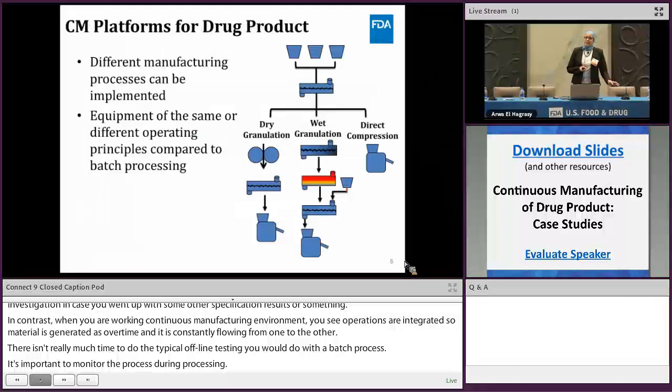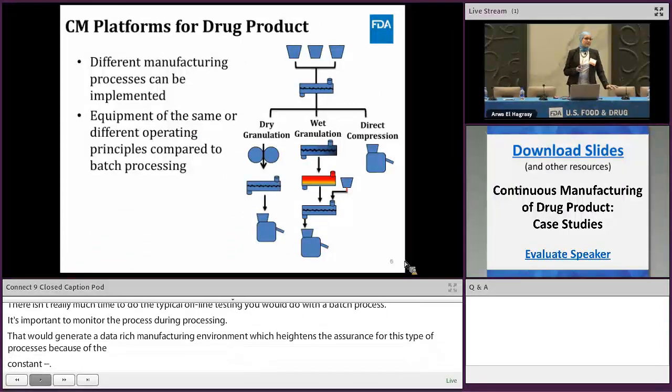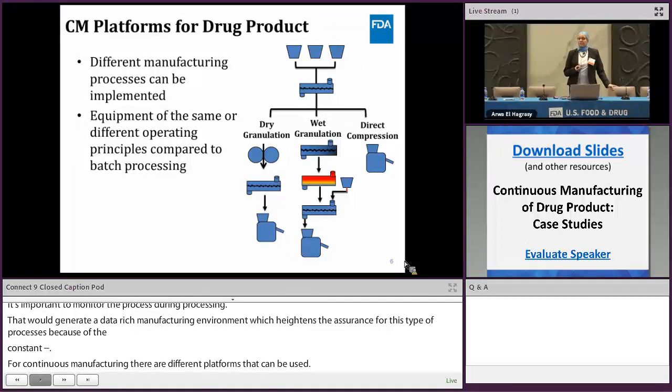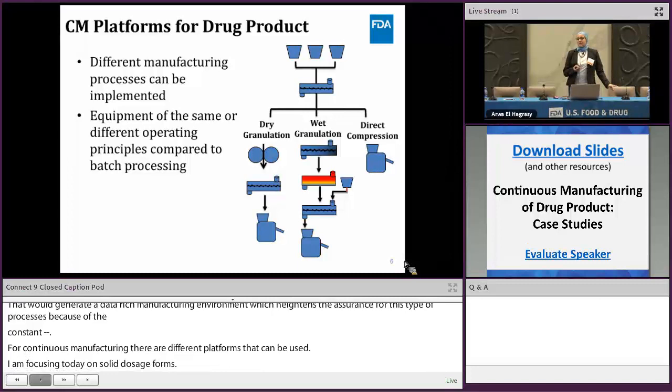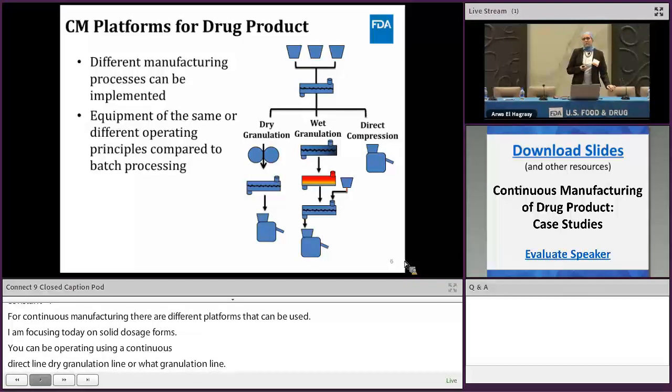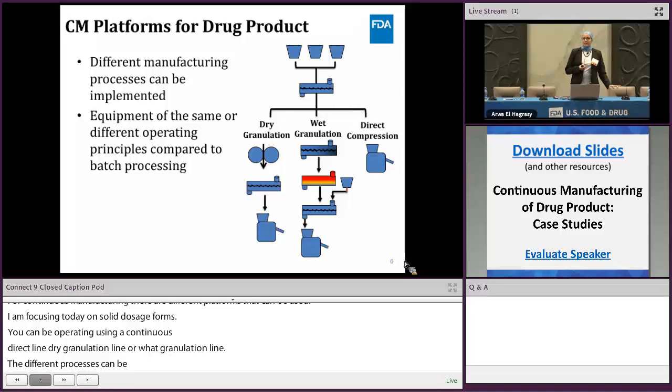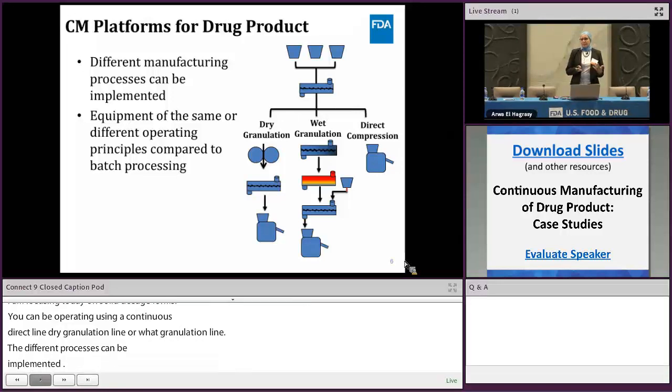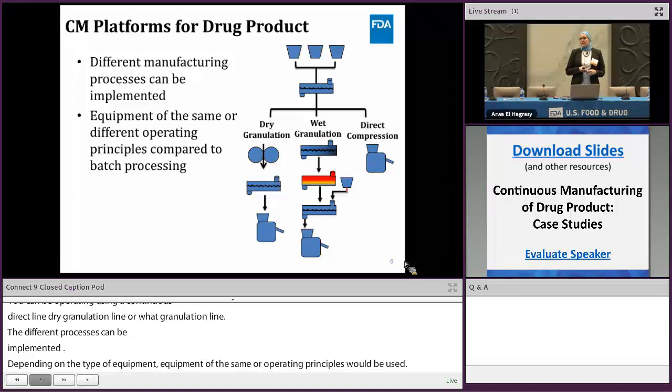So for continuous manufacturing, there are different platforms that can be used and I'm focusing today on solid dosage forms. So you can be operating using a continuous direct compression line, continuous dry granulation line, or continuous wet granulation line. And so the different processes can be implemented, and depending on the type of equipment, the same or different operating principles would be used. For example, a tablet compression step by nature is a continuous process, so that wouldn't change much between a batch manufacturing versus a continuous manufacturing.